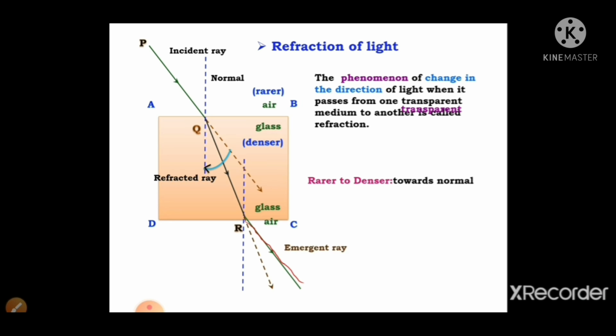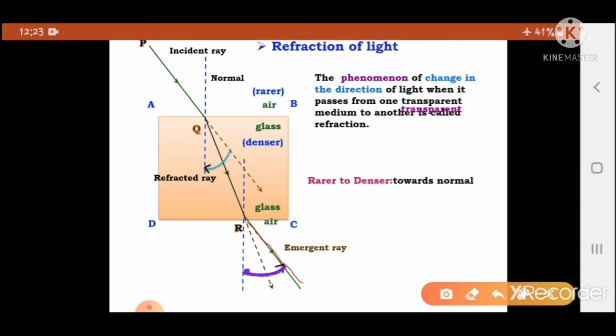This ray of light is called the emergent ray. This is a new name for you that you should remember. This is an emergent ray, we call it. Incident ray you have heard, reflected ray, refracted ray you have heard, and third is the emergent ray. So this arrow you can see here, this much angle it makes with the help of the emergent ray. So this is the angle of the emergent ray and this is the angle of the refracted ray, right?